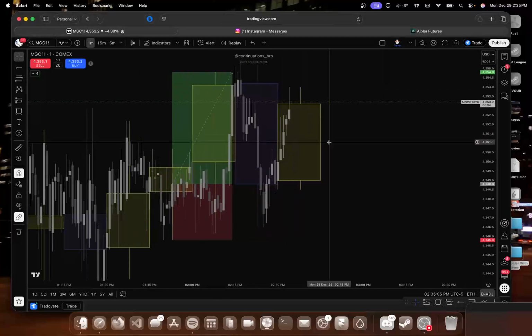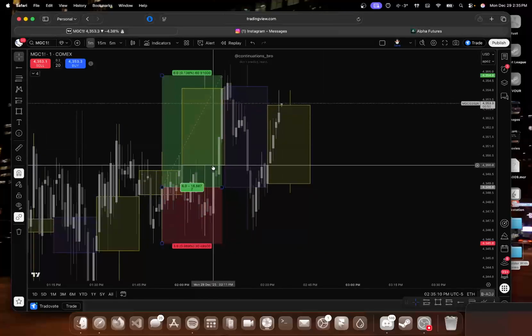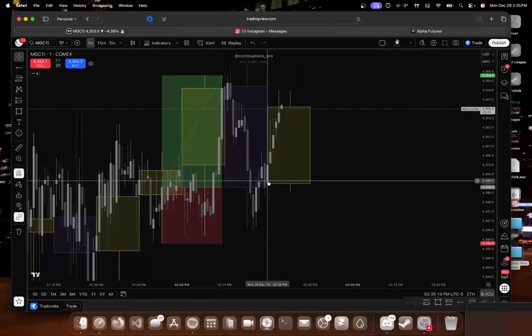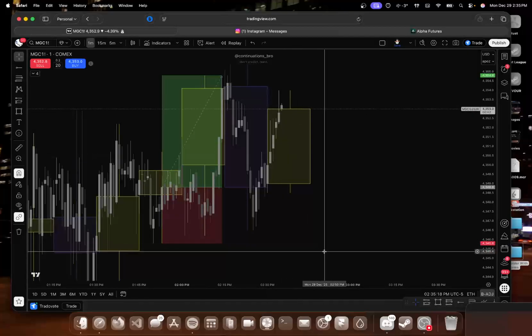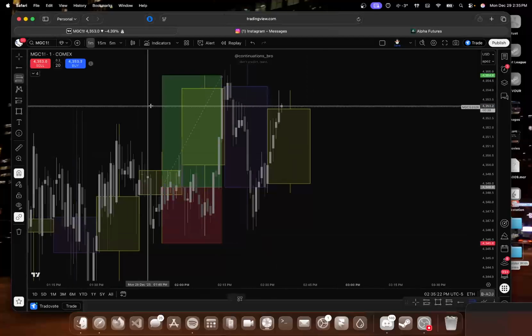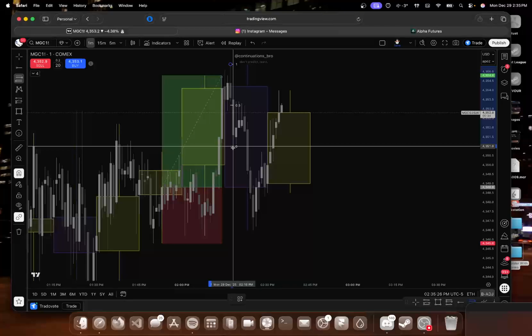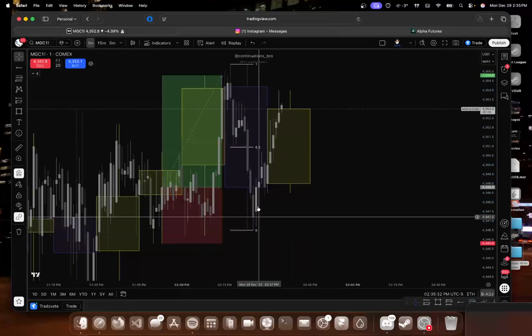Simple. Because we CISD'd on the 15 minute. This is a 15-minute candle, close beneath the open. And then this kind of acts as our manipulation in the 15-minute. And then we're going to get our distribution. All right. We're also rebalancing this swing.